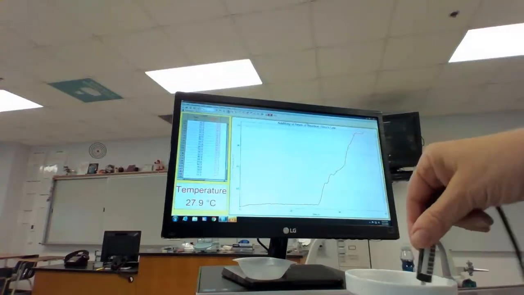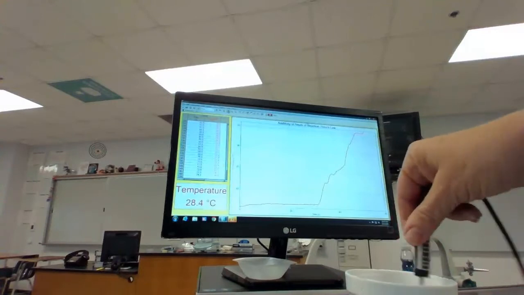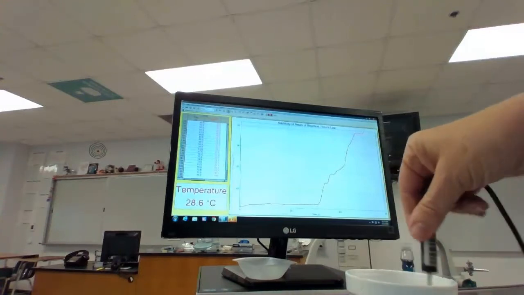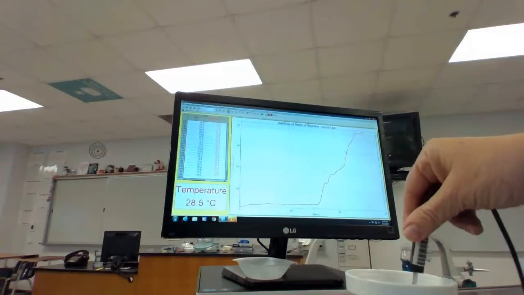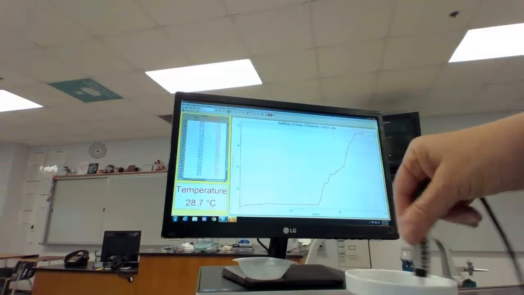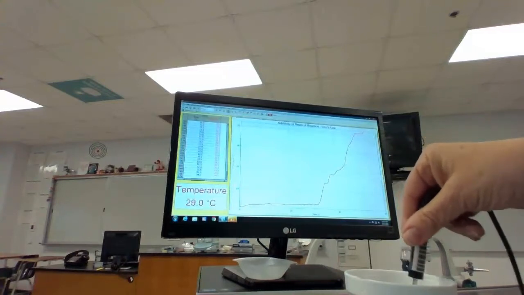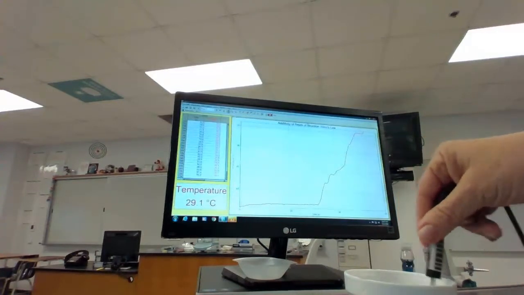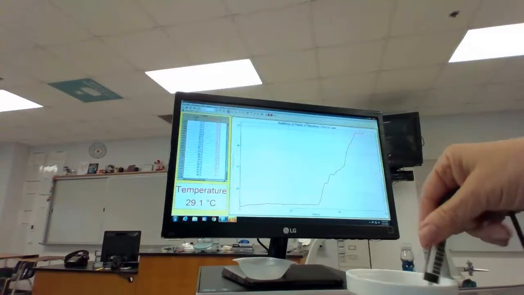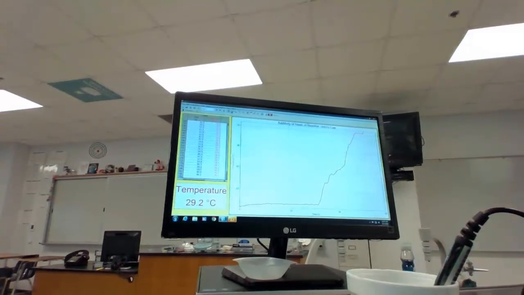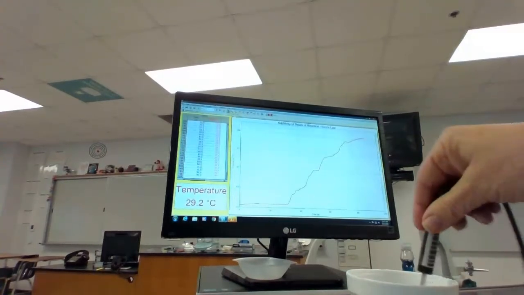Calcium chloride is actually a compound that gives you the ability to clean off ice on your driveway. If you have ice on your driveway, when you react it with water, it makes heat. So it is used as a de-icer. Right now we're at 29 degrees, so we're still going up and up and up. I need to change my scale again. So we're still going up and up and up.